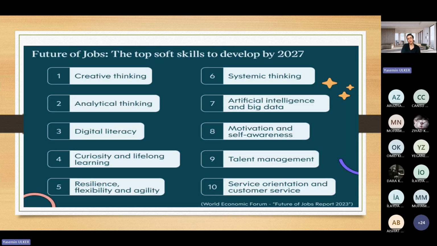I want to focus on this one. Future of jobs, the top soft skills to develop by 2027. Creative thinking is the first one. Analytical, digital, curiosity, resilience, system, artificial intelligence, motivation and self-awareness, talent management, service orientation, and customer service. Now, analytical, creative, system. How do we diversify these sorts of thinking skills? System, analytical, and creative.